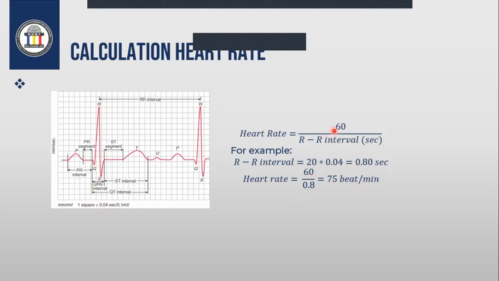And why do we put 60? Because we transfer it from seconds to minutes, so it is divided by 60 seconds to convert to minutes. So at the end you will have 75 beats per minute.